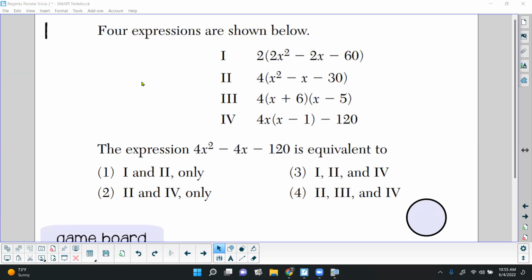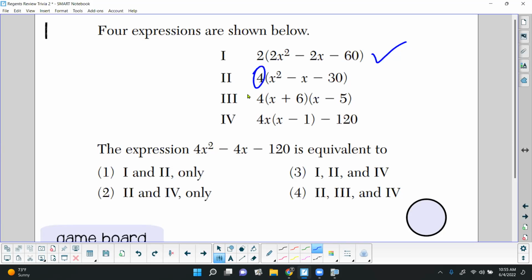Looks like all of your choices here are some sort of factored form. So let's see, if we pulled out a 2, would we get this? That's what we're asking ourselves. If we factored out a 2, then this would be 2, this would be 2, and this would be 60. Okay, so this is a match.